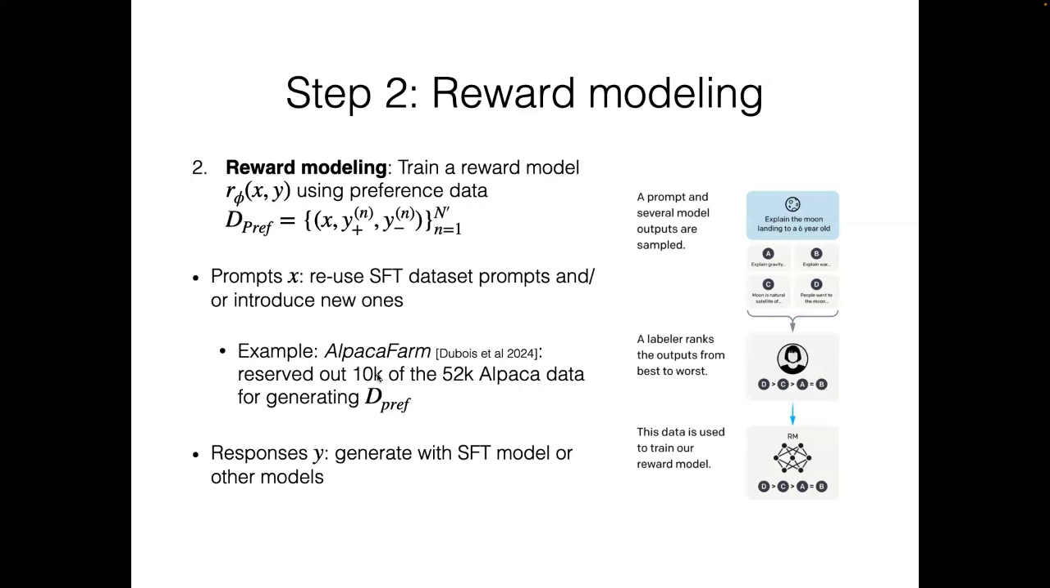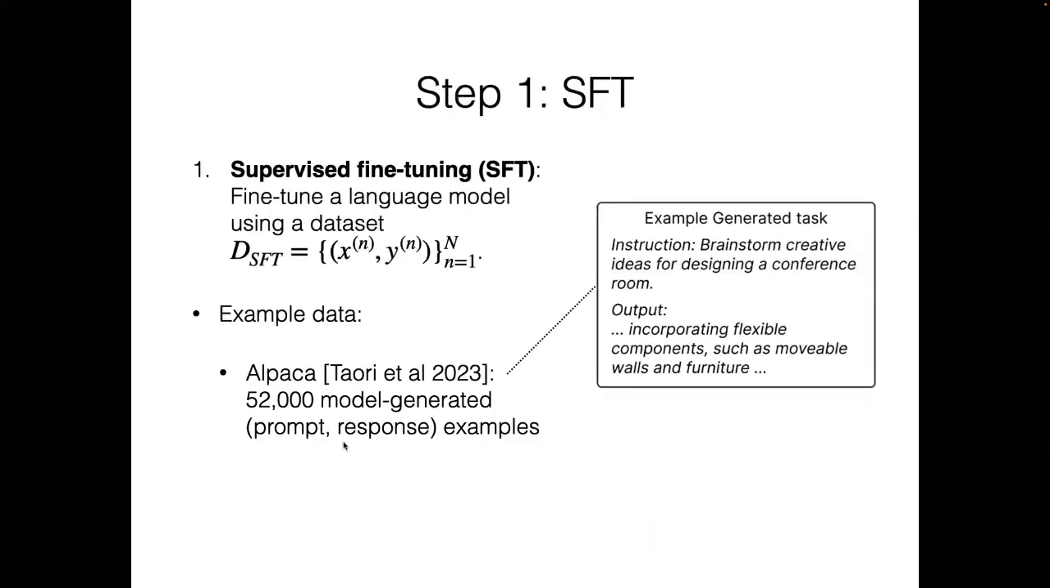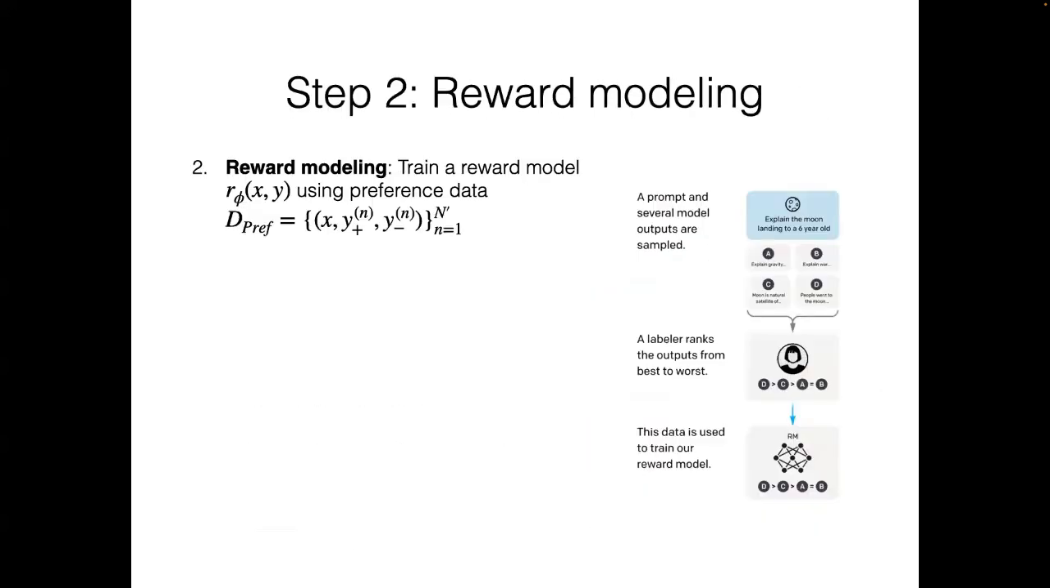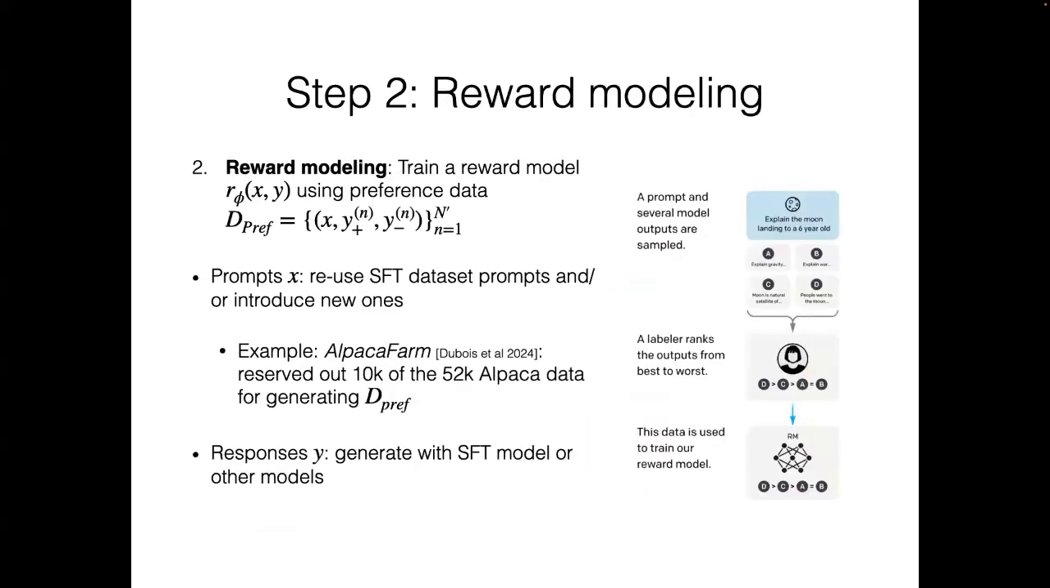Now you have an input prompt and you have two outputs. What is the model to generate these two outputs? It's the model that you trained in this step here. So generate with the SFT model. Some people also just generate with other models and then associate each input with multiple outputs.